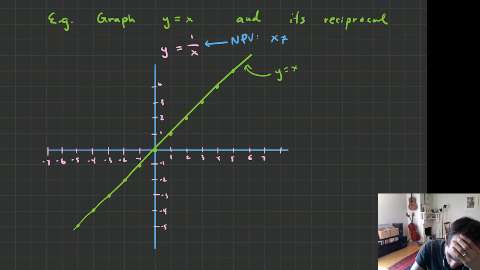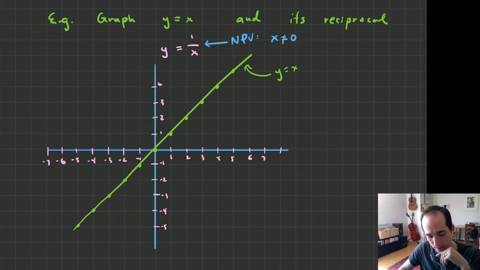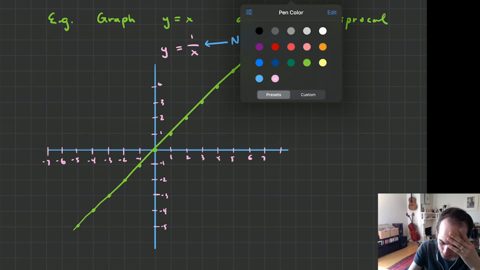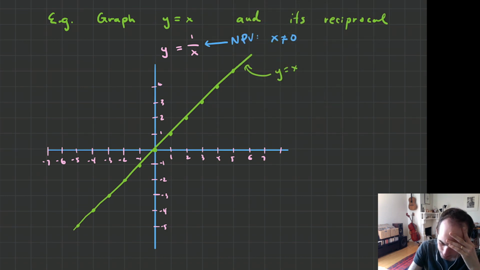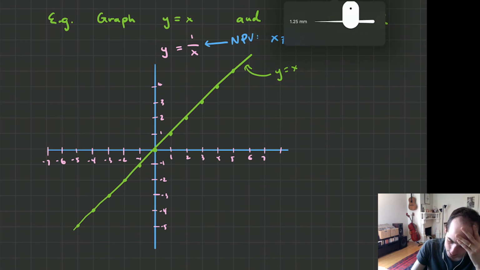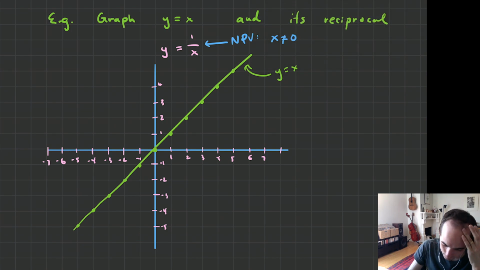X cannot be equal to 0. So we do a special thing. We graph what we call an asymptote. And I'll spell that out for you shortly, and I'll make this a little bit thicker. So at the line x equals 0, so these are all the points where x is equal to 0, we make a red dotted line like so.